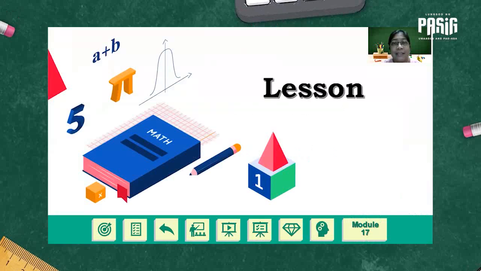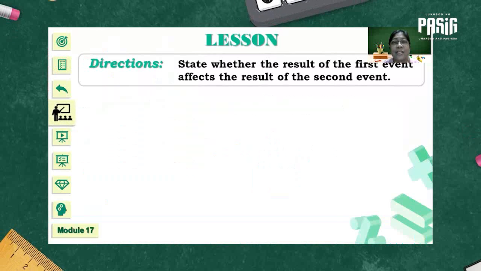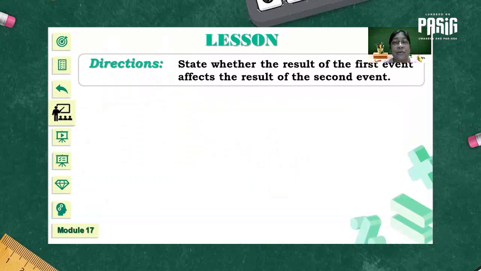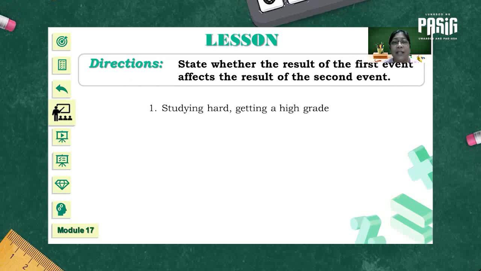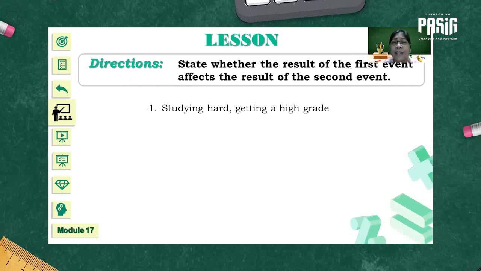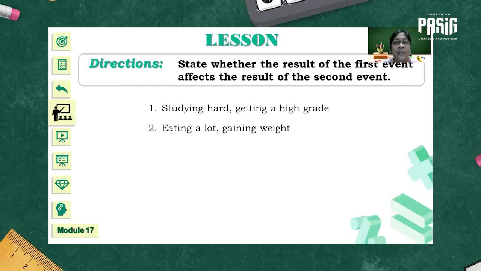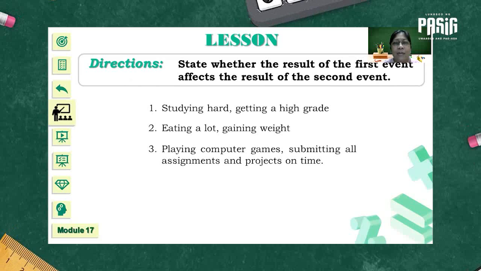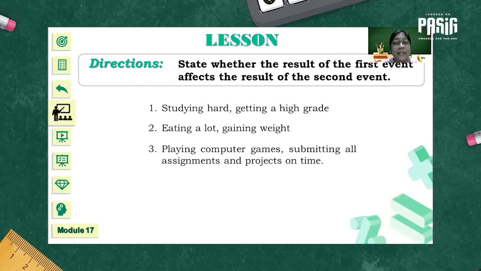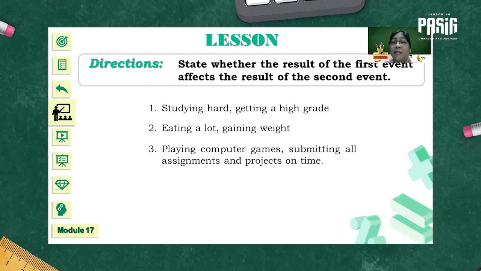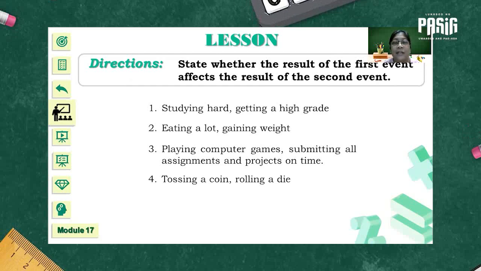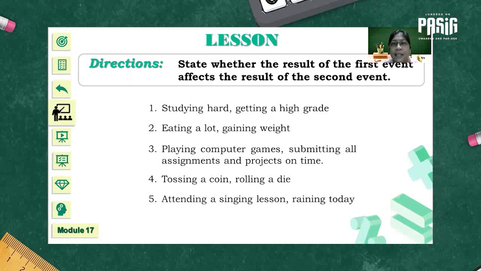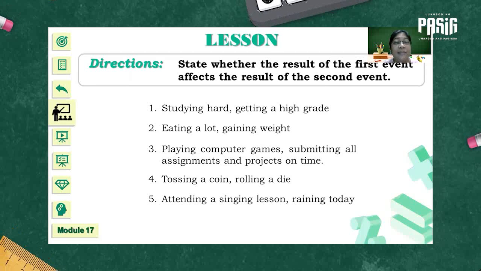To continue with our lesson, I would like you to answer this first. State whether the results of the first event affects the result of the second event. Number 1, is studying hard affects getting a high grade? How about eating a lot? Gaining weight? How about playing computer games? Does it affect submitting all the assignments and projects on time? How about tossing a coin? Does it affect rolling a die? Attending a singing lesson affects the rain?